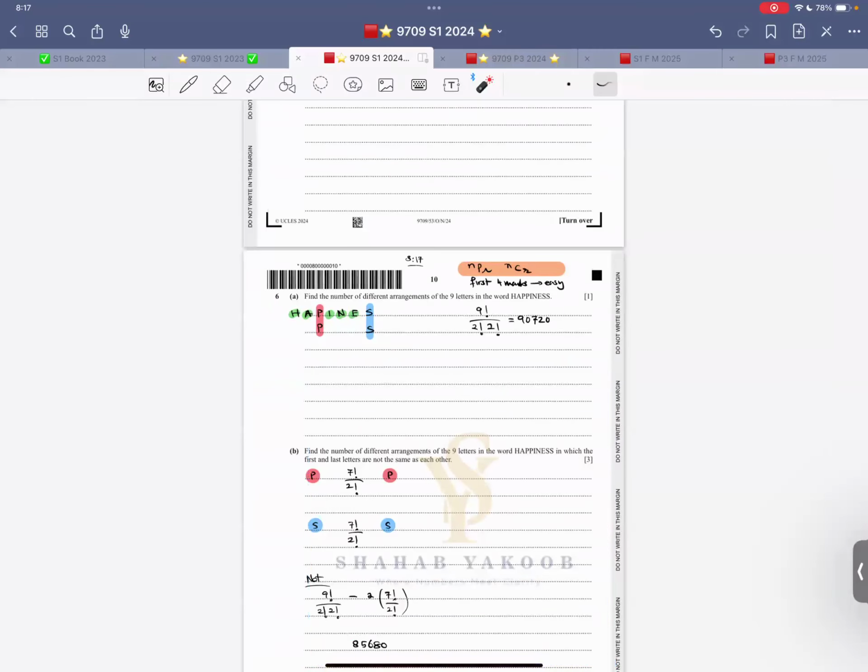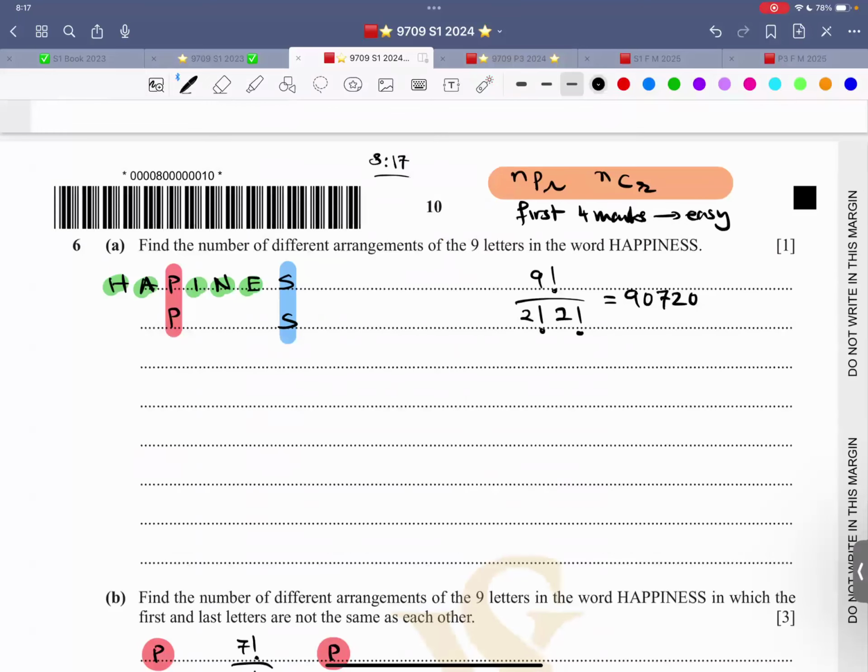HAPPINESS. Now, this is the second time that this word has appeared. So maybe they are running short of words. So now this is 9 factorial divided by 2 factorial for the P's and 2 factorial for the S. So make a habit of writing it. This is for P, this is for S. Of course, you cannot color it. And that is the answer. That's the answer in the exact form, no rounding off.